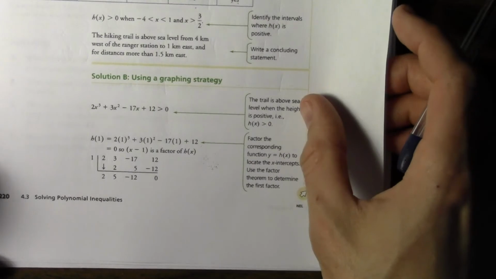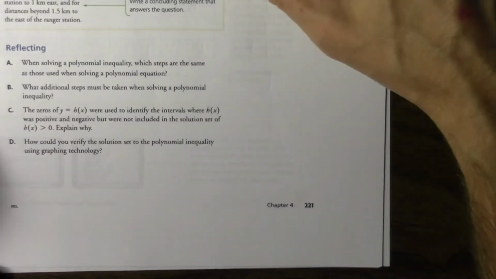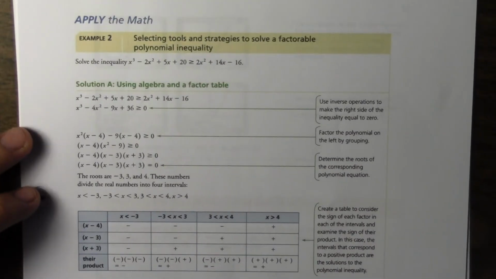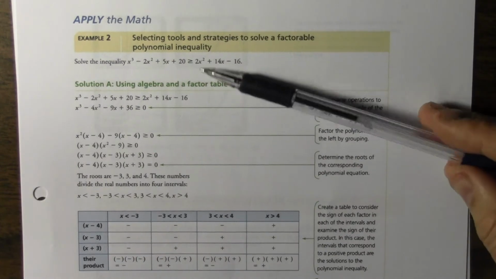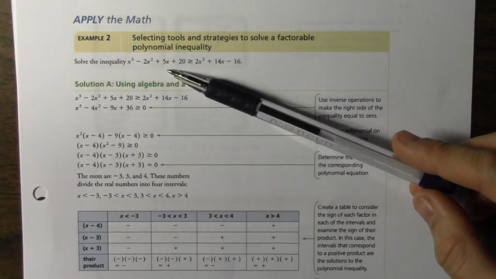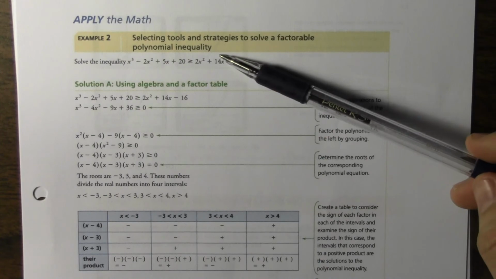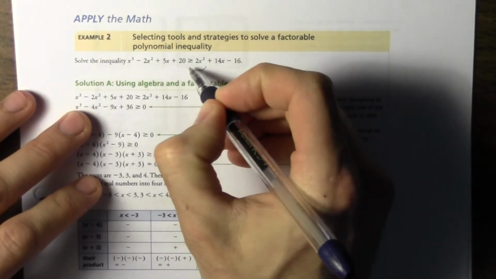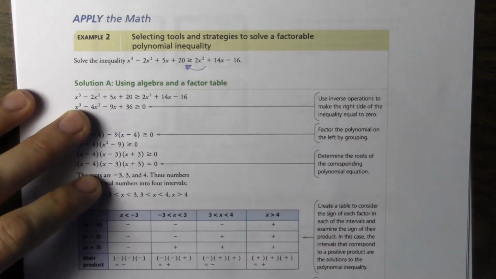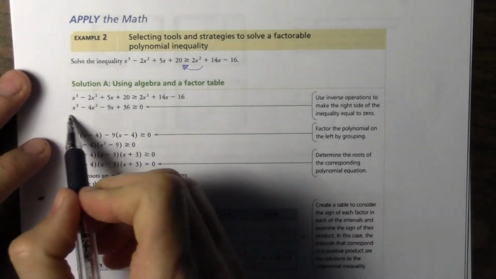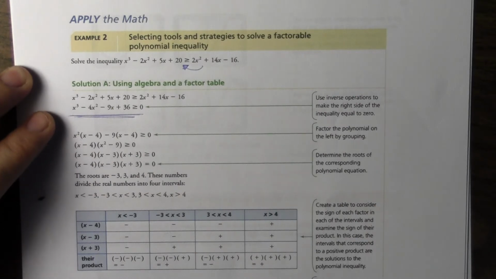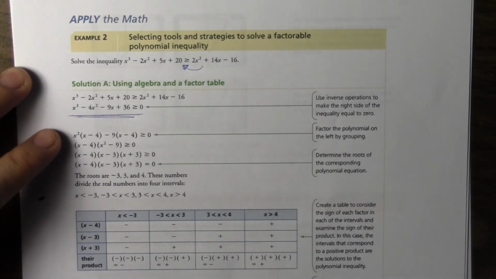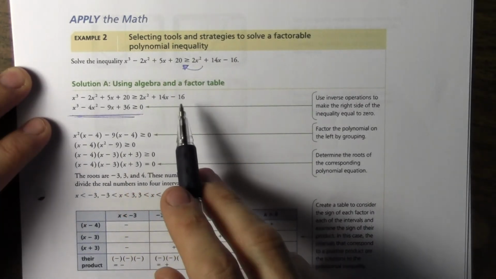Next one is a graphing strategy. We'll skip that. Example 2. Okay, solve the inequality. So we're given two polynomial expressions on either side of an inequality. The first step is to move everything over to one side, so we're left with 0 on the other. Okay, so we've done that here. There's no changing of the signs there because it's all addition and subtraction.